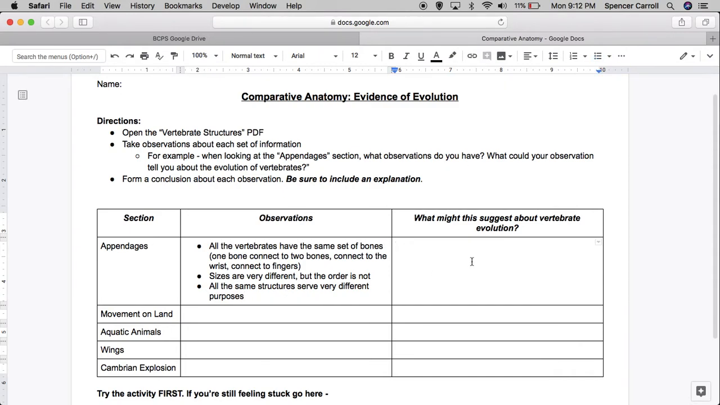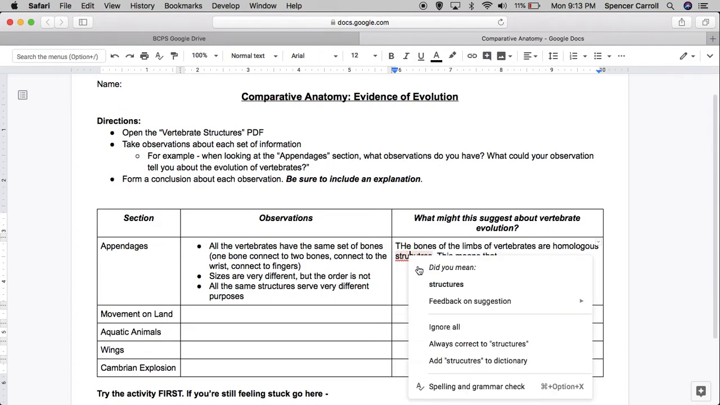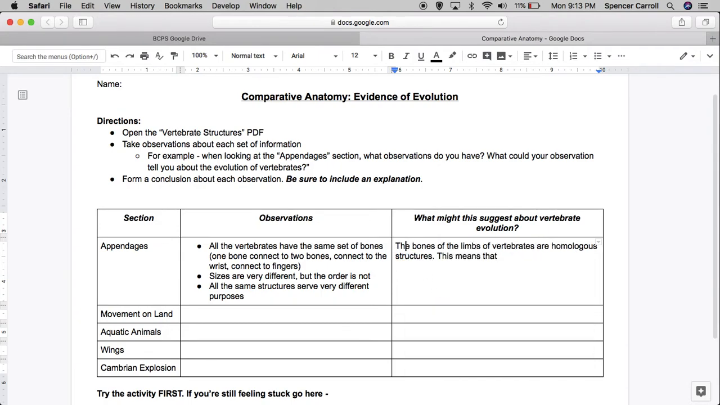So thinking back to the slides, this tells me that the bones of the limbs of vertebrates are homologous structures. This means that all vertebrates must have a common ancestor that had the same bone structure.